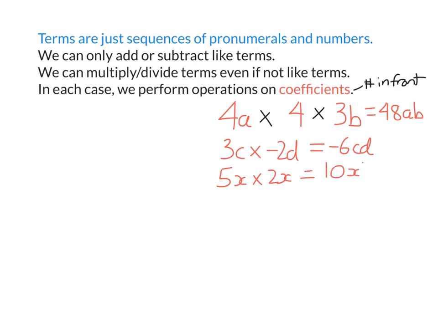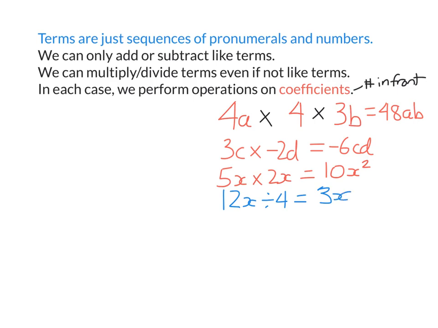x times x is actually x squared, because remember, squared means times by itself. It means x times x. So dividing terms is pretty similar. If I have something like 12x divided by 4, I just go 12 divided by 4, which is 3.